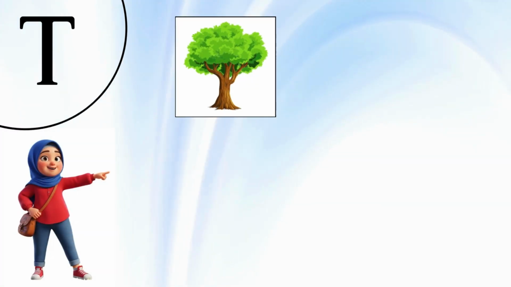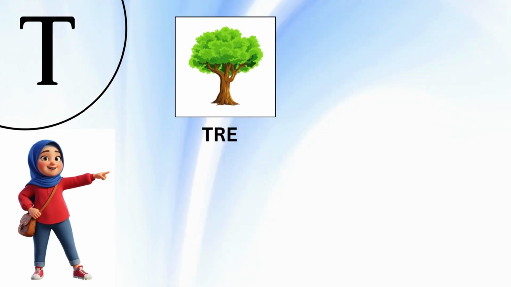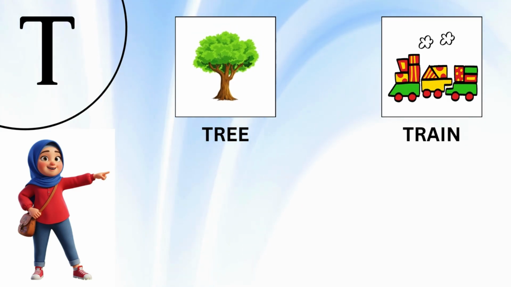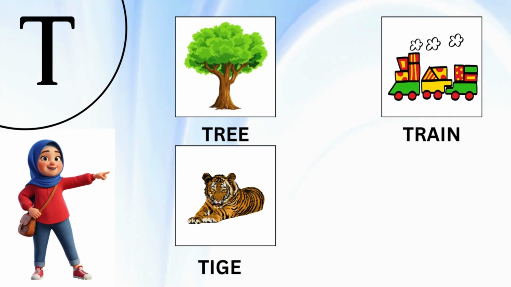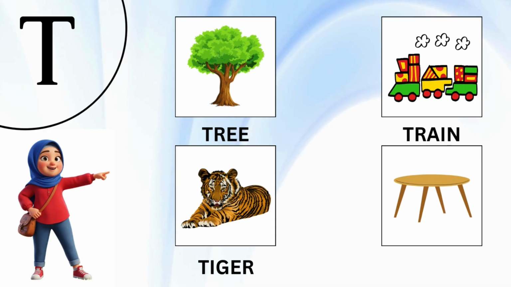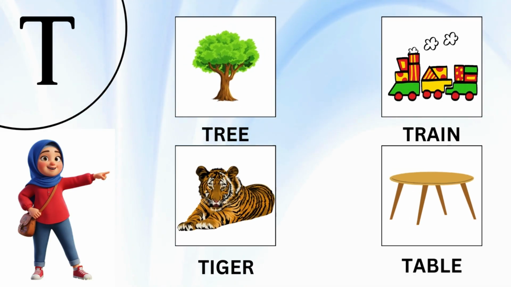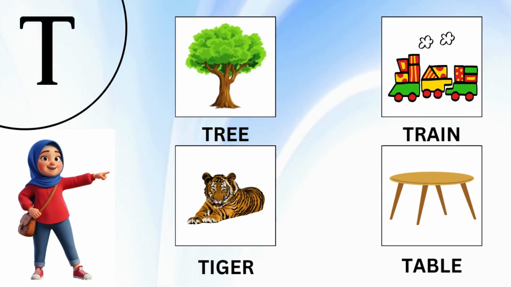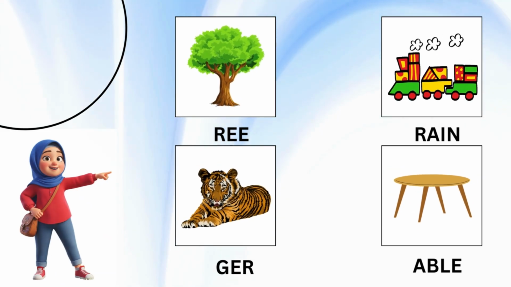This is letter T. T is for tree. T is for train. T is for tiger. T is for table. Tree, train, tiger, and table.